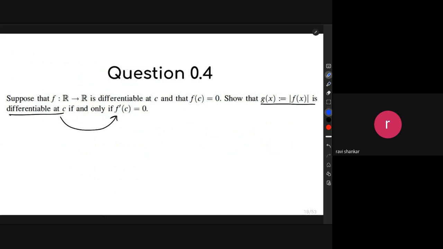Yes, so let us try using the chain rule. We have given that this is differentiable at c, which is nothing but the modulus function composed with f at c being differentiable, which is nothing but the derivative of the modulus at f of c, multiplied with f prime of c.